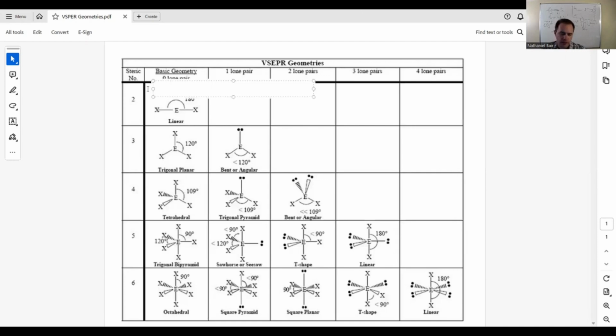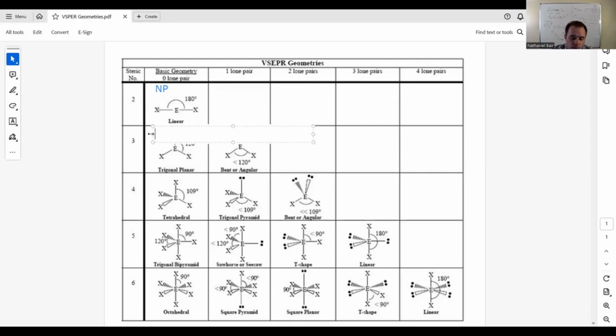This linear molecular geometry, the one we just did, has the potential to be non-polar. Now, if the X groups are not the same, like HCN, that's linear as well, but they're not the same, then that's going to be polar. All of the X groups have to be the same.